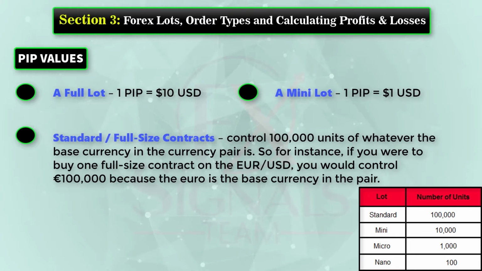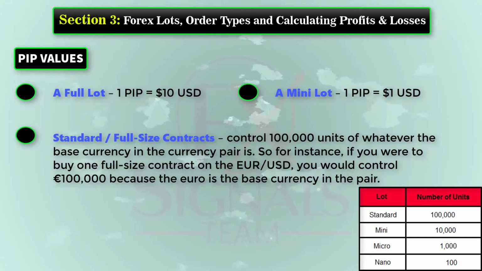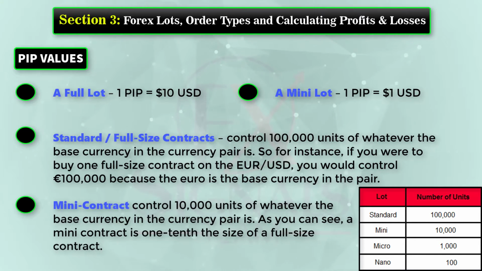Standard or full-size contracts control 100,000 units of whatever the base currency in the currency pair is. So for instance, if you were to buy one full-size contract on the Euro USD, you would control 100,000 euros because the euro is the base currency in the pair. Mini contracts control 10,000 units of whatever the base currency in the currency pair is. As you can see, a mini contract is 1/10 the size of a full-size contract.